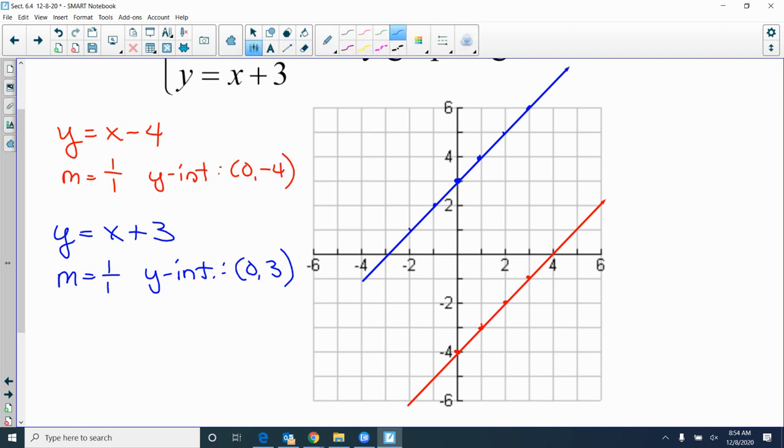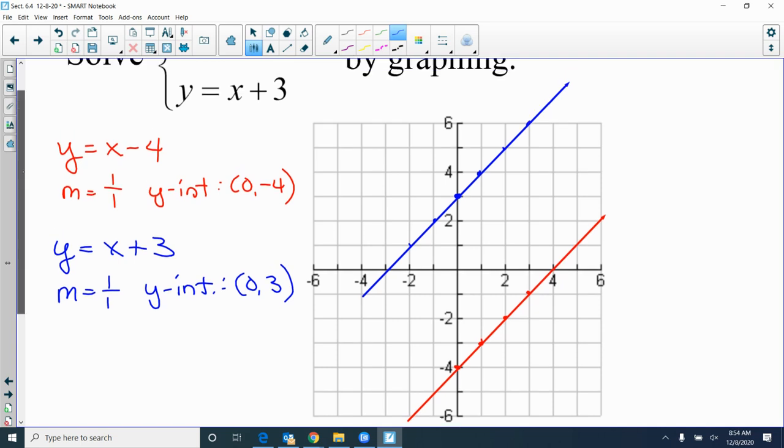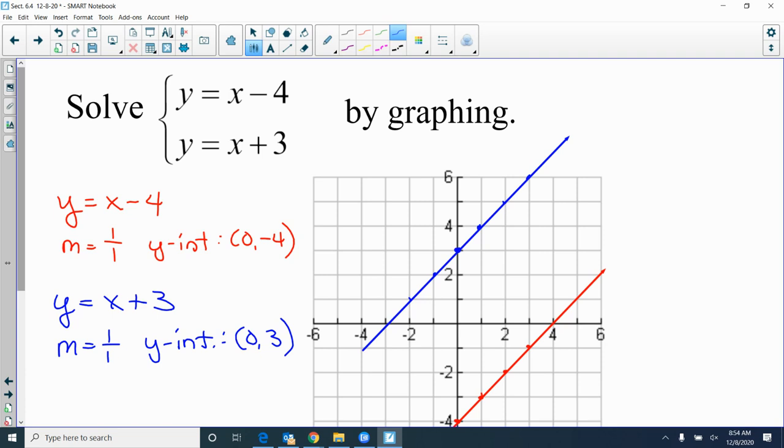They will never intersect. Now, listen up, please. If you are asked to solve the system, you're trying to find where they do intersect, and you just said they don't. So that means this system does not have a solution. No ordered pair will work for both of them.